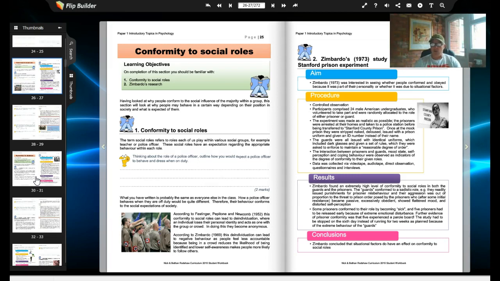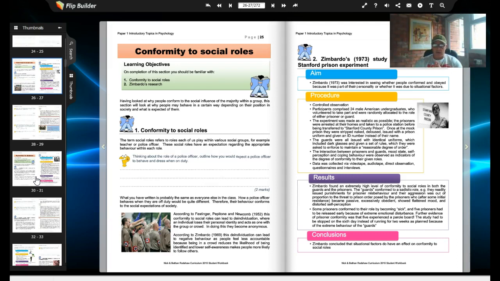So the first question, which I will attach to the Twitter on our Psych Exam Help, is: thinking about the role of police officer, outline how you would expect a police officer to behave and dress when on duty. Okay, so this is for 2 marks. Here, an application question, you're just being asked to apply your knowledge of conformity to social roles and social influence to how a police officer might dress and act. You might want to say that there's normative or informational. It'll depend on what you want to write.